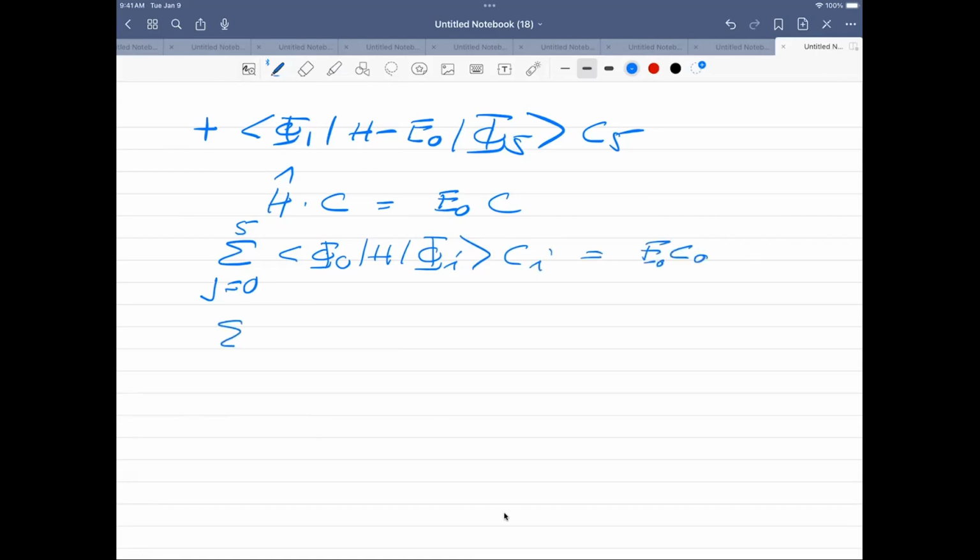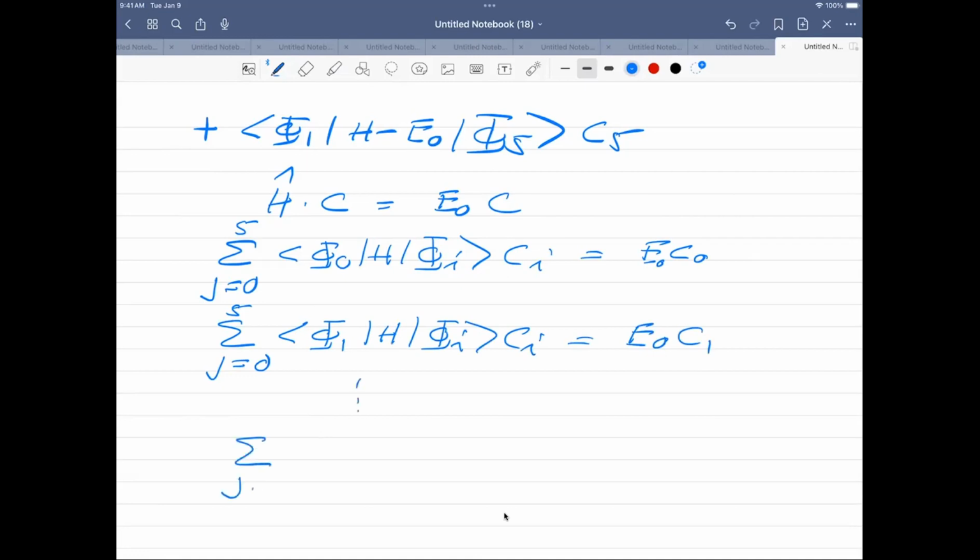The second row gives us J equals 0 up to 5. And then I have phi 1 multiplied with H. And then I have phi of I. And then these overlaps. And that gives us again E0 times C1. And then you can continue to the last one, which is just J equals 0, 5. And then I have a phi of 5 here of H times phi of I.